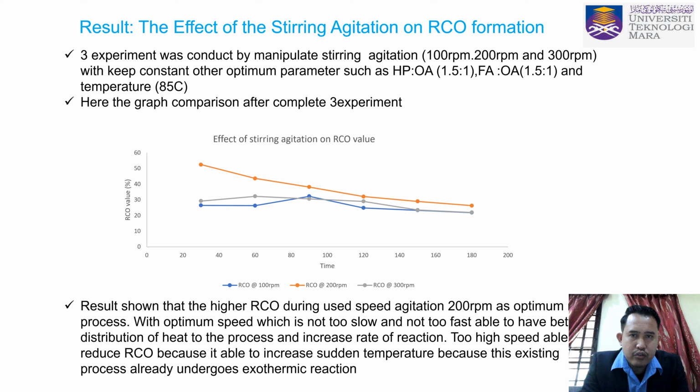The third one, the result of the stirring agitation and RCO formation. We also ran 3 experiments and manipulated the stirring speed, with the other parameters HP, FA, and temperature constant. From the graph, the highest RCO is at agitation speed 200, which is the optimum process, where the optimal speed is not too slow and also not too fast. It is able to give good distribution of heat to the process and increase the reaction rate. Too high a speed also reduces RCO because it increases the sudden temperature, since the process also undergoes an exothermic reaction.